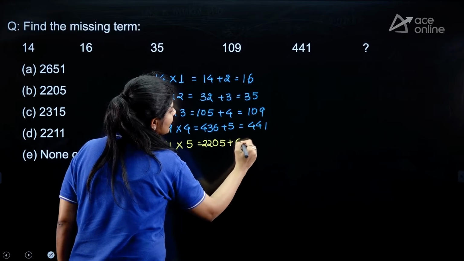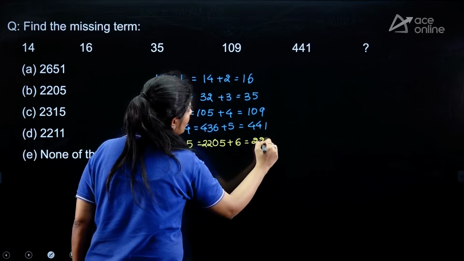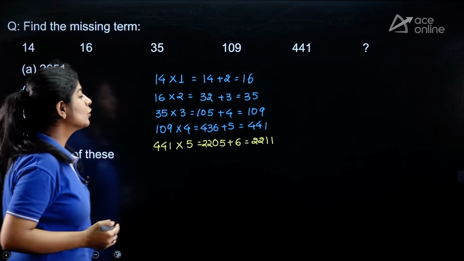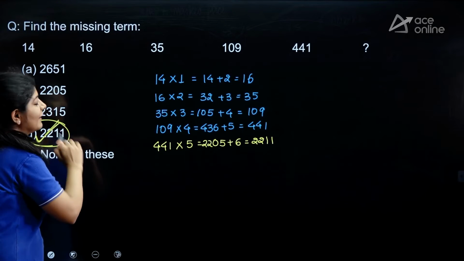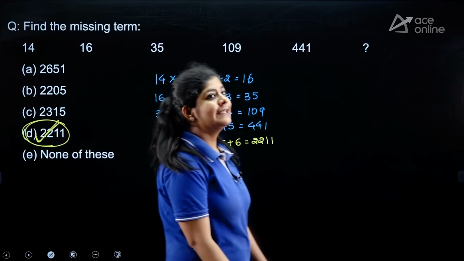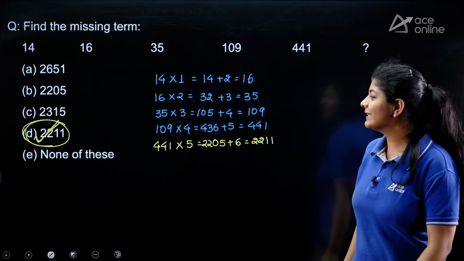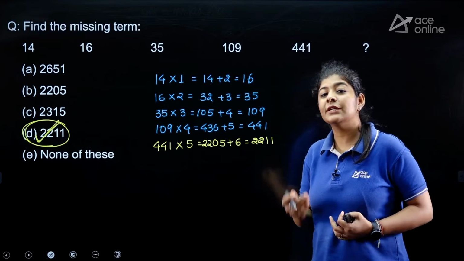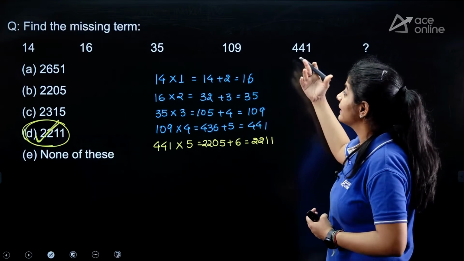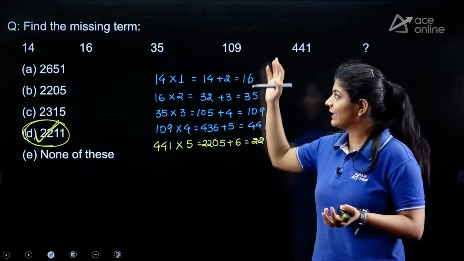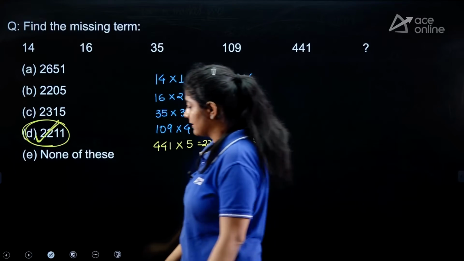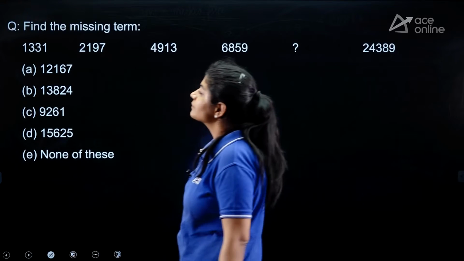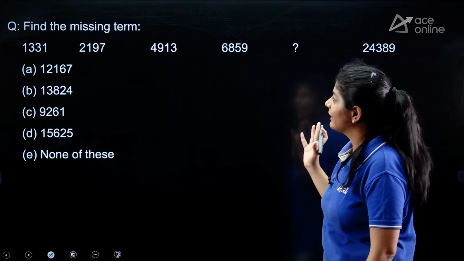Now we need to add 6 to it and it will become 2211. Are we having this in our options? Yes, option D is the correct one. It is quite easy. All we need to do is simply understand the pattern just by seeing the numbers. If we have numbers like this on the nearby multiple, then we can check these kinds of patterns, right? Next.